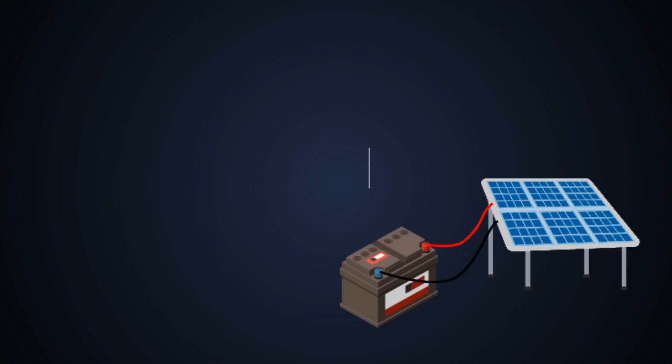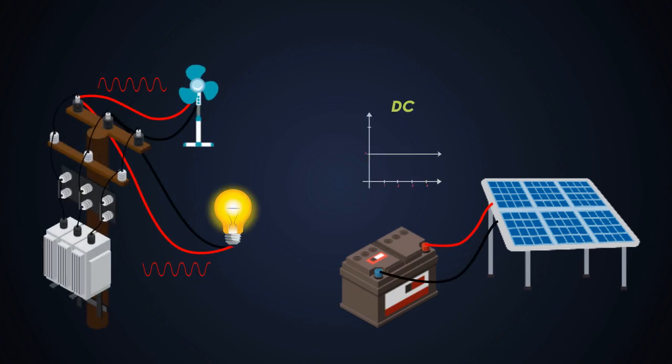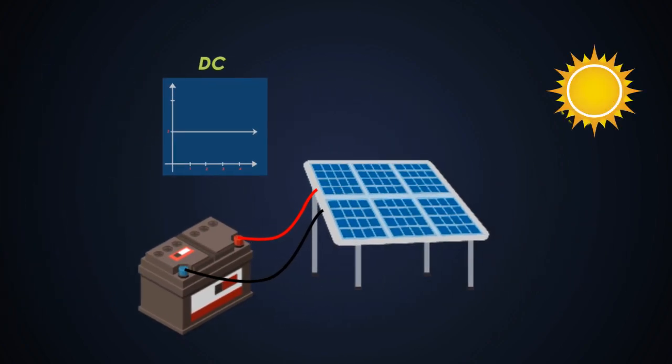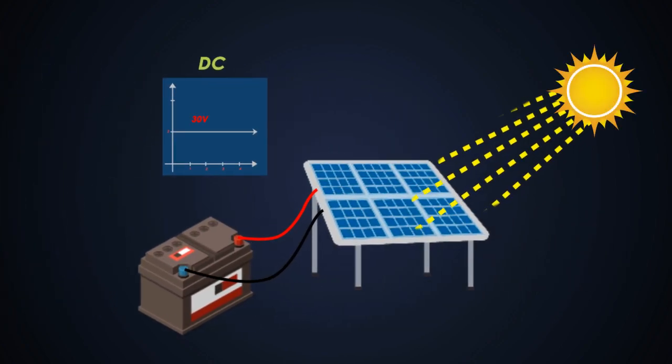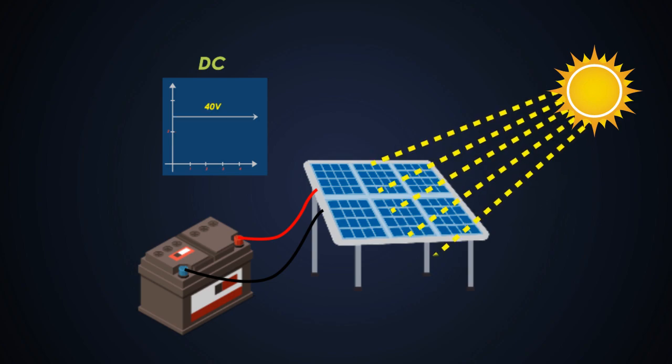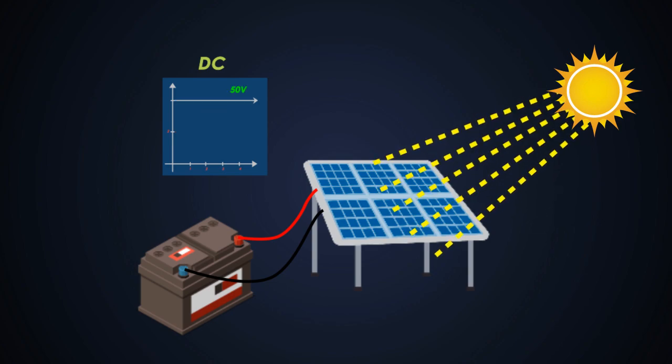Very first is that the solar panels generate DC power and our home appliances work on AC supply which you get from the grid. And the voltage generated by these solar panels is never constant. It depends on the sun's light and heat. So this parameter is never constant throughout the day.